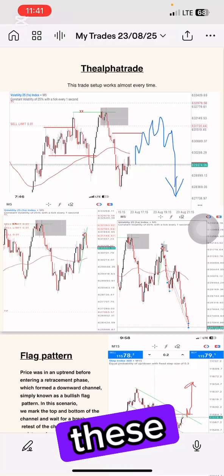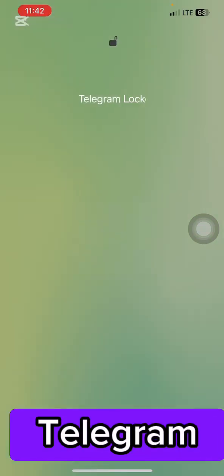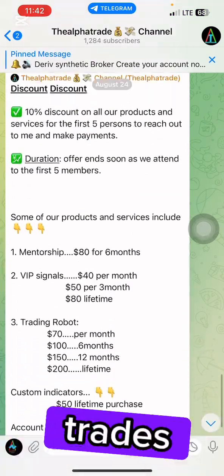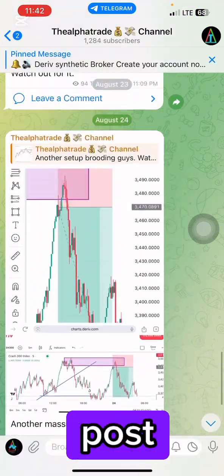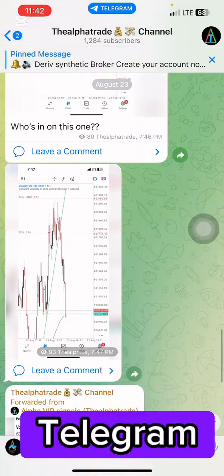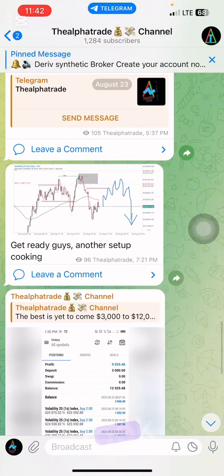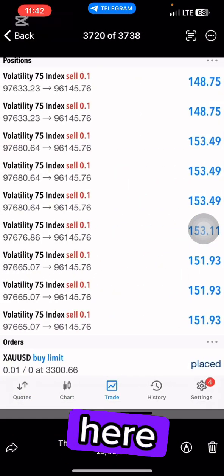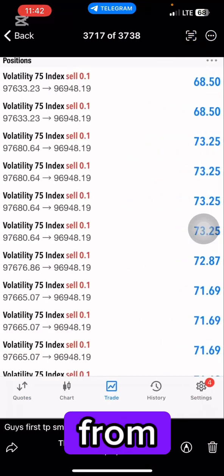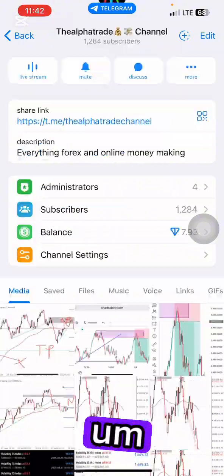So besides these tools I use in journaling my trades, I also use my Telegram community. Every trade I take, I post the setup here and the results. I post them as signals in my Telegram group. Even the one I showed you earlier, I took those trades. Look at them, I posted them here. You can see, and everybody made a lot of profit. So from time to time I go back and check those.